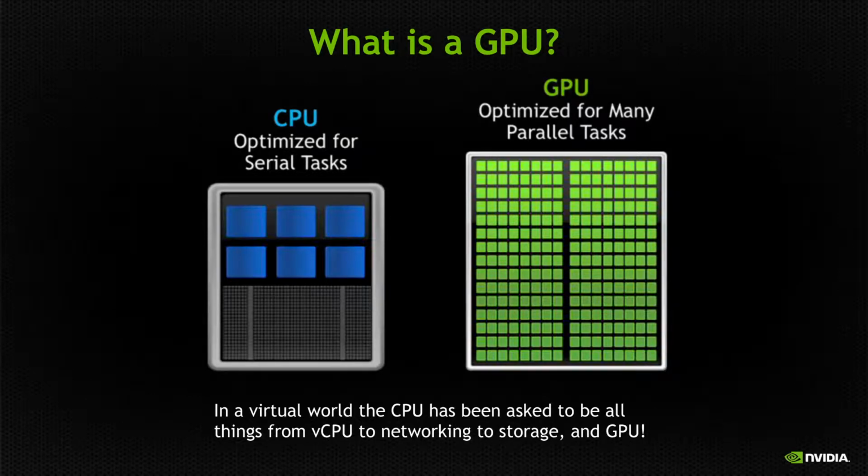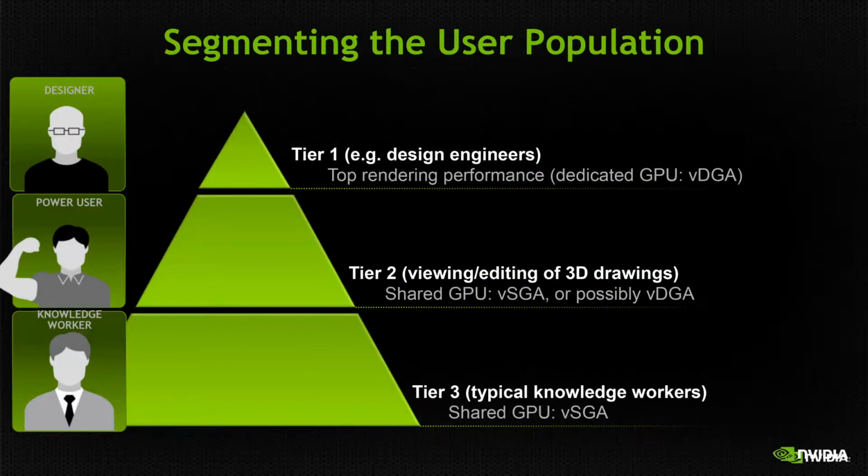With VSGA, this is a very easy to deploy solution from VMware that is typically, when you think about it, not targeted at the top tier users, the designers, because those users typically require applications that have higher OpenGL or DirectX version requirements and also need a lot of GPU memory. So for those designers, we would highly recommend to first evaluate VDGA, which is actually GPU pass-through to the virtual machine.